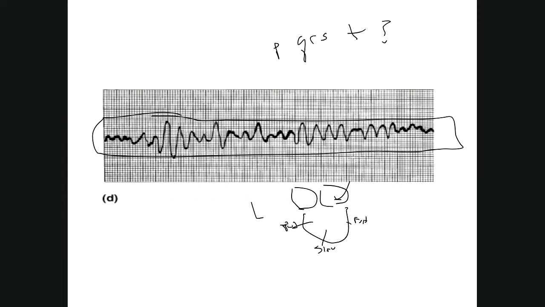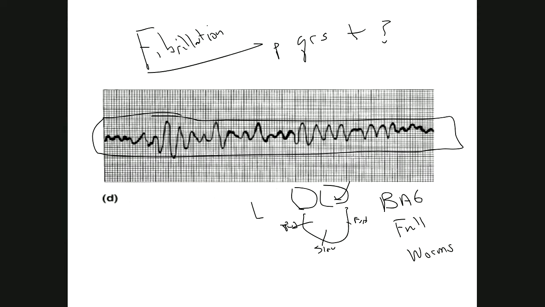And this has been described as, if you look at the heart doing this, it looks like a bag full of worms. So it just sits there and wiggles, basically. It's not working like a pump. This is called fibrillation. And fibrillation does not pump any blood. And so if you don't fix it, this person's going to die.